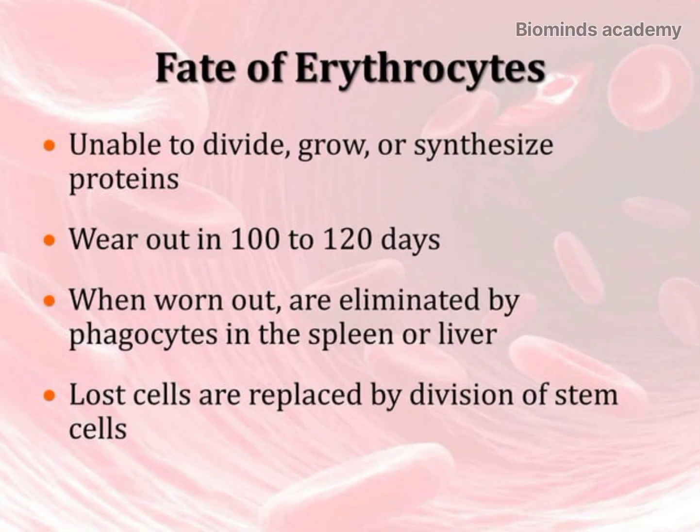The fate of erythrocytes: these are unable to divide, grow or synthesize proteins, and wear out in 100 to 120 days. When worn out, they are eliminated by phagocytes in the spleen or liver. Lost cells are replaced by the division of stem cells.